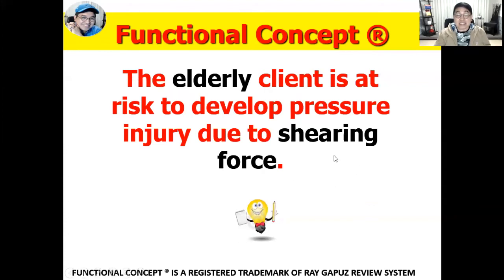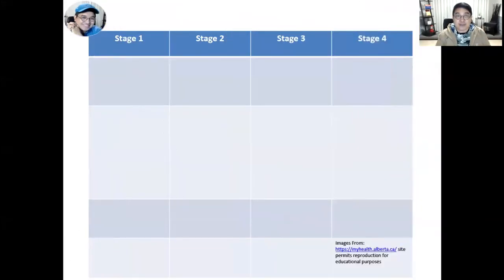Okay, that's the force that is exerted on the skin by the presence of the linen, especially if the client is in a semi or high Fowler's position. Because of the shearing force as they slide down the bed, there's a risk for the development of pressure injury. Okay, now there are four different stages.